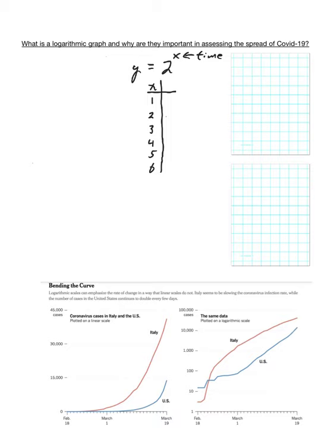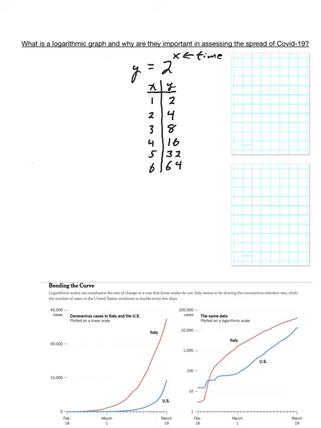All right, so let's go ahead and fill in our values here. When x equals 1, 2 to the 1 power is equal to 2, and 2 squared is 4. 2 to the third is 2 times 2 times 2, which is 8. 2 to the fourth will be 16. And notice we keep doubling the number here: 32, and then 64.